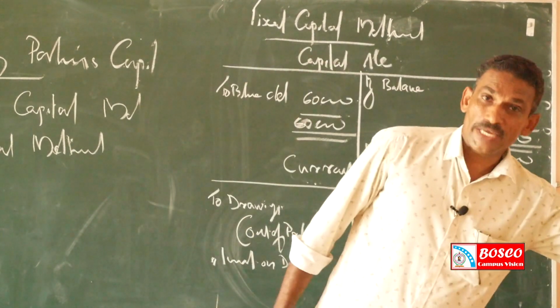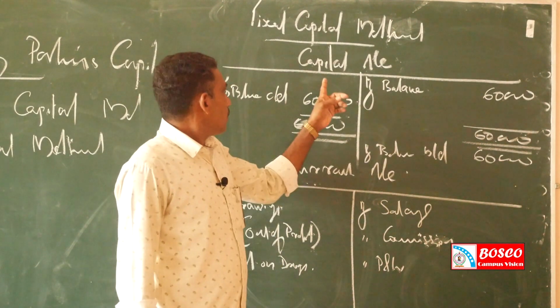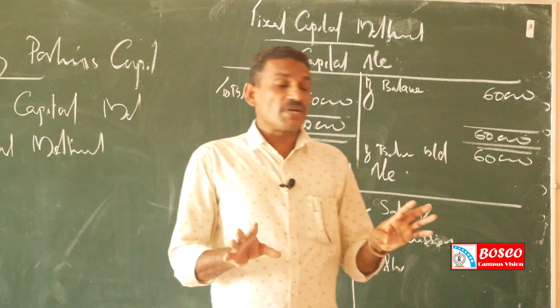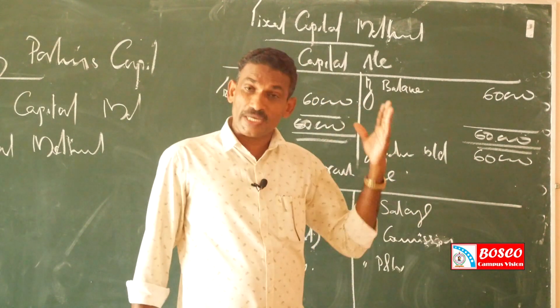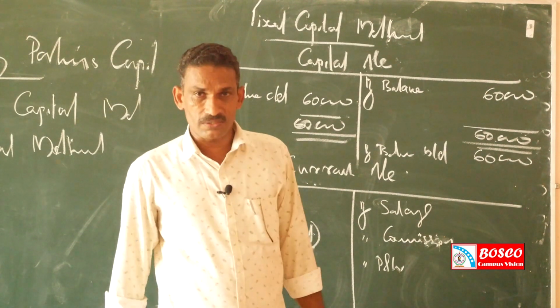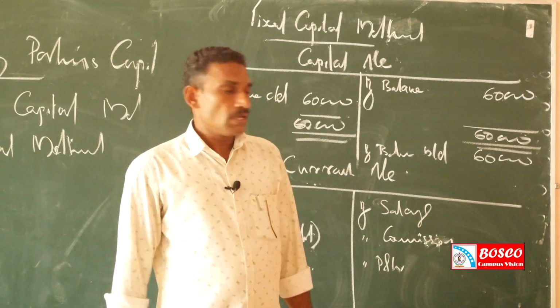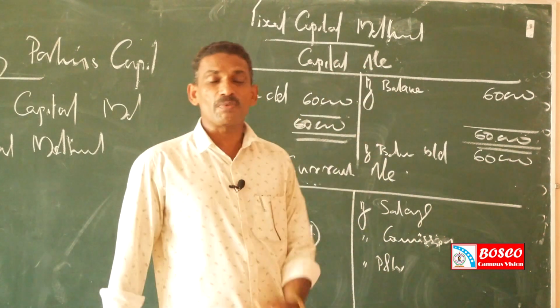So you have an assignment, that is, draw a format of capital account under fixed capital method and fluctuating capital method with imaginary figures. That is your assignment. Within 2 days, you have to prepare this format and send to me.